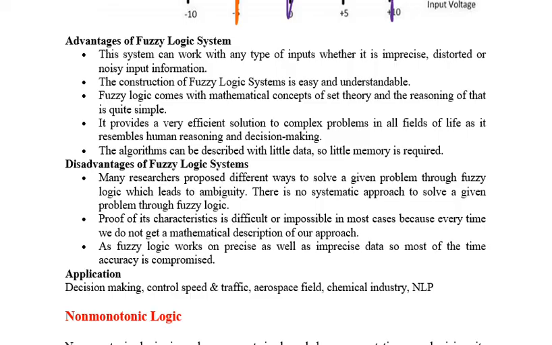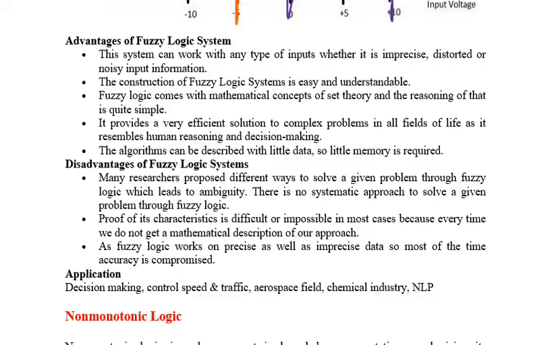The disadvantage is that it is not always accurate. We will not always get accurate results. It doesn't mean we cannot get correct results, but we cannot always get them. Sometimes we may get accurate results, sometimes we may not. And it cannot recognize machine learning and neural network patterns. This is the main disadvantage of this fuzzy logic. It cannot recognize the machine learning and neural network patterns.